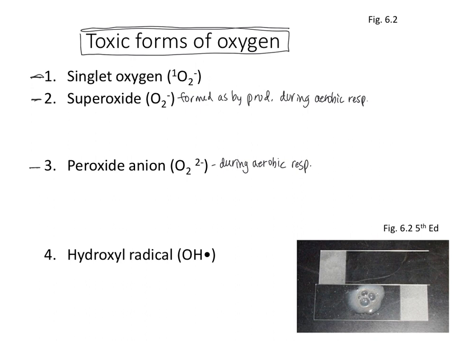And hydroxyl radical, this one is not as common. It's probably the most toxic because it has an unpaired electron here that's grabbing electrons from other molecules. This is formed as a result of ionizing radiation, so that's not going to be commonly encountered either. So it's kind of these two, superoxide and peroxide anion, that cells have to deal with.